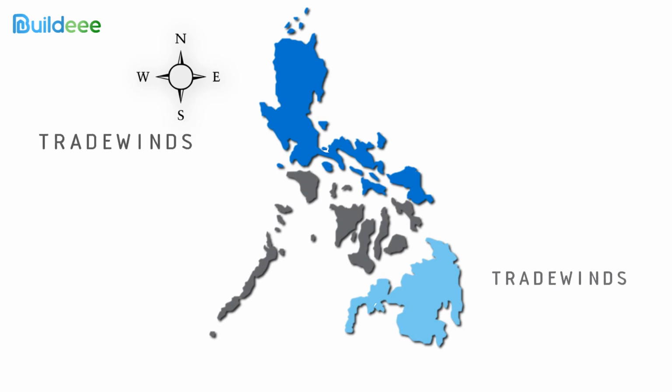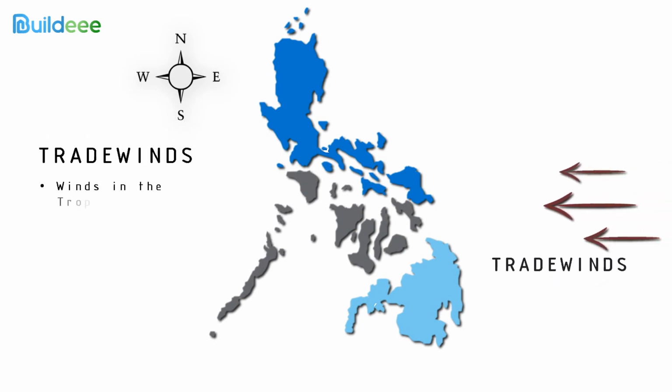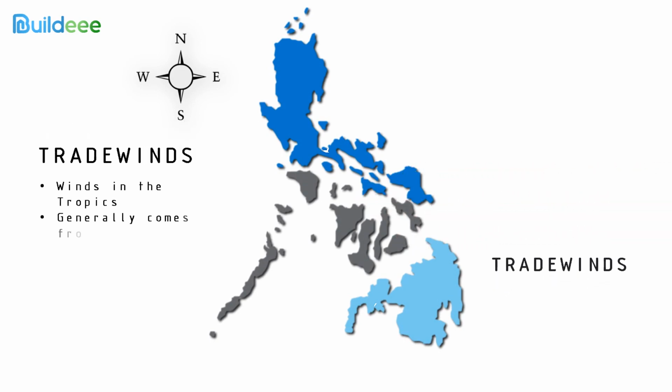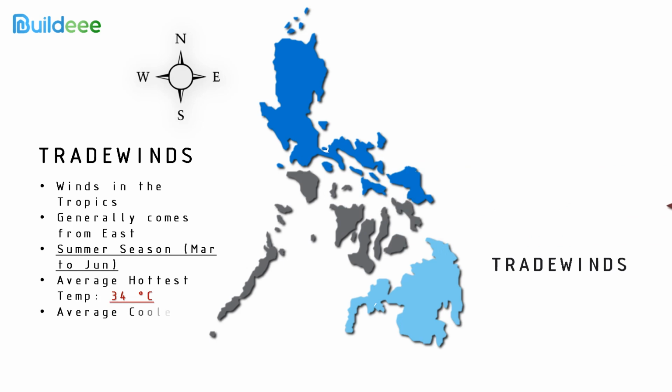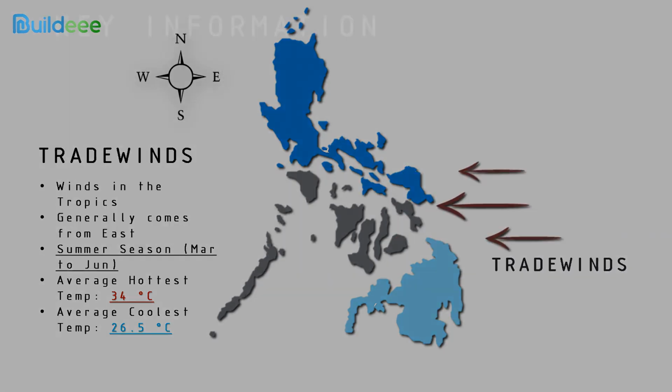Lastly is the trade winds. These winds generally come from the east, also known as the summer season. It can be felt from the month of March until June. The average warmest temperature during this season is 34 degrees Celsius, while the average coolest temperature is 26.5 degrees Celsius.